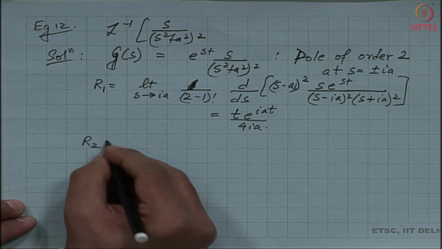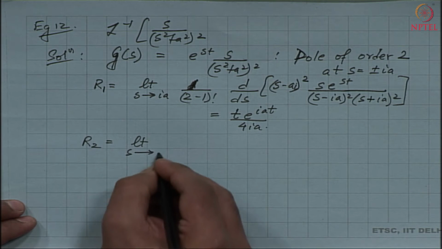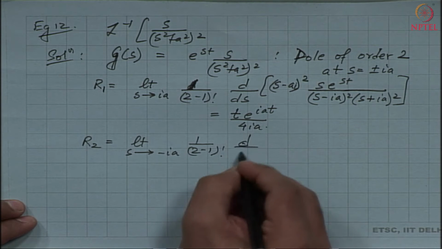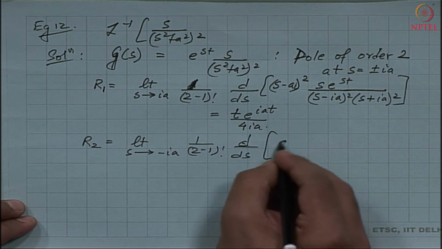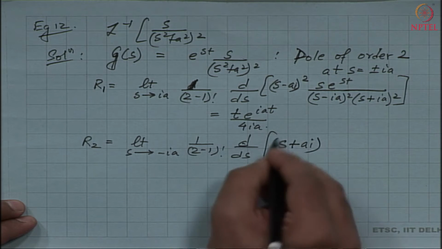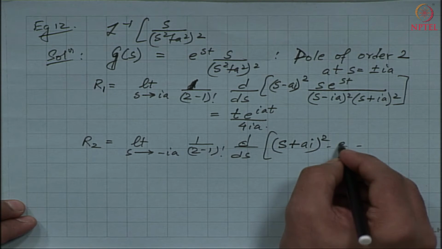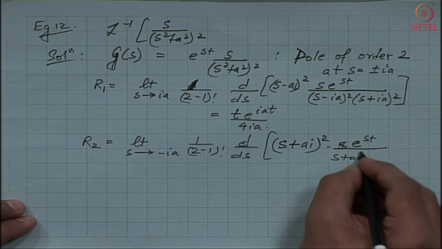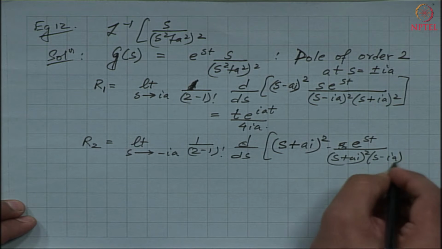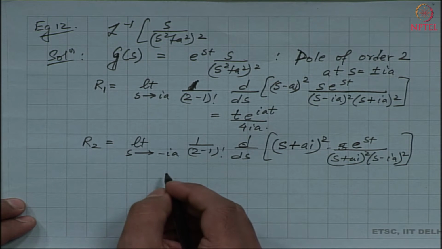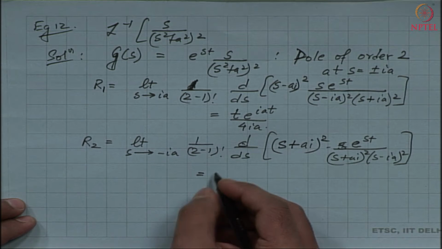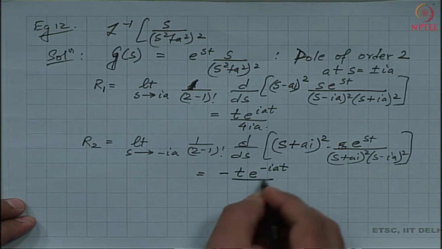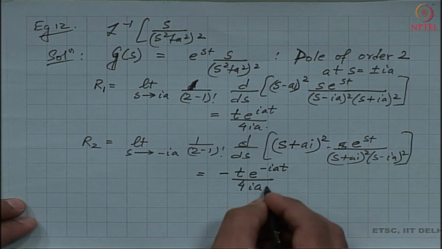Similarly, if I were to find the second residue, that is at the second point of singularity, that becomes 1 by 2 minus 1 factorial, the first derivative of the following function with (s plus i a) square, right. So, it becomes s times e to the power s t divided by (s plus i a) square (s minus i a) square, right, and what I get is that this is also equal to negative t e to the power negative i a t by 4 i a.